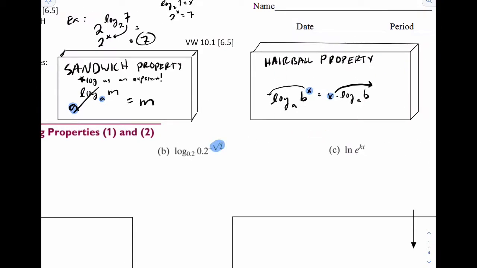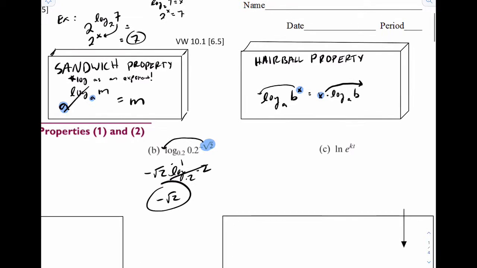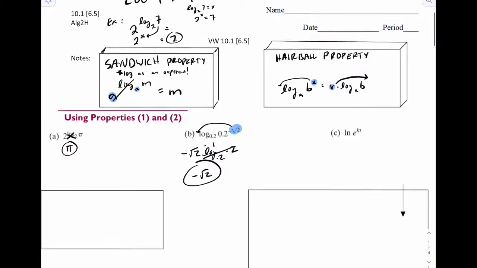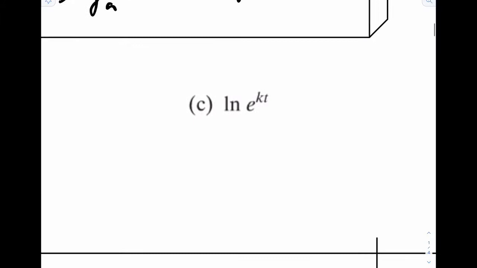So grab our exponent. Let's move it. Negative root 2. And now look how easy this problem becomes. This part right here, well, that's just 1, because 0.2 to the 1 would make 0.2. And that's just negative root 2. And we're done. Now let's go to our last example here.